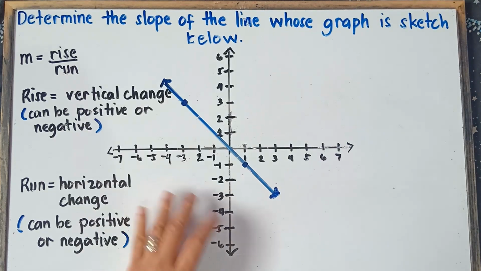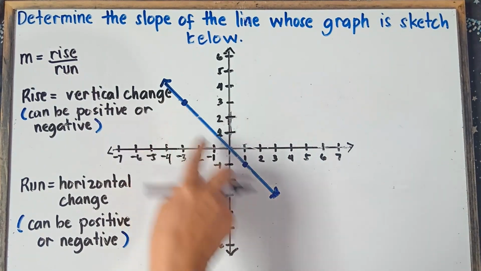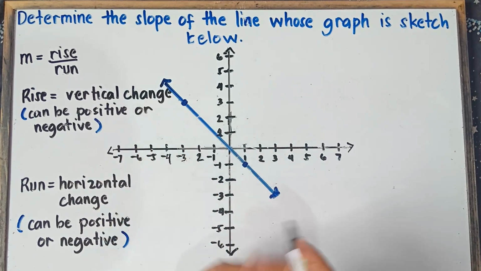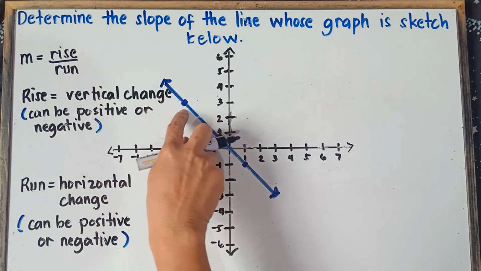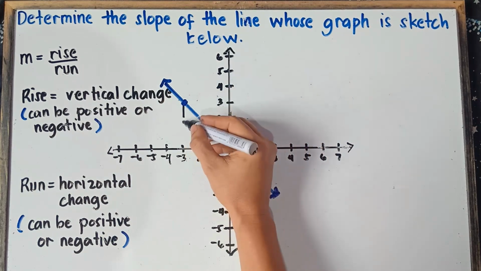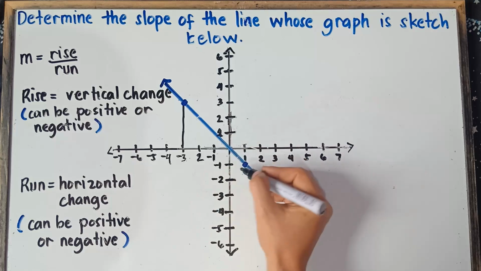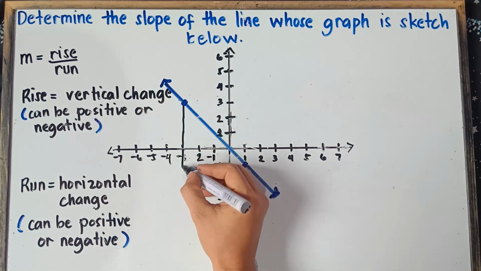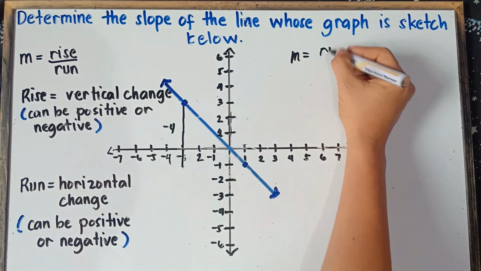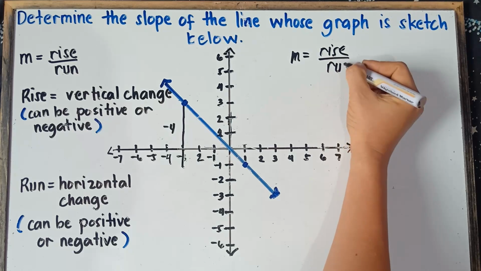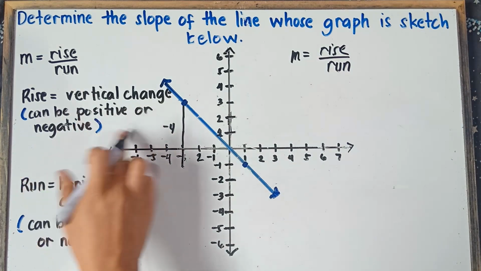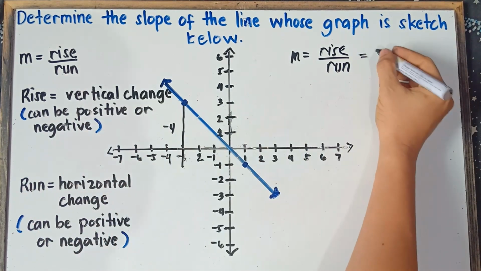Alright, so let's find this one. So from this point going to this point, we need to fall how many times? So our rise, that would be negative because we're going to fall. Let's count. 1, 2, 3, and then 4. So that would be 4 times, so this will be negative 4. So once again, M, there would be rise and then run. Our rise, there would be negative 4. Vertical change, it could be positive or negative. So that would be negative 4.